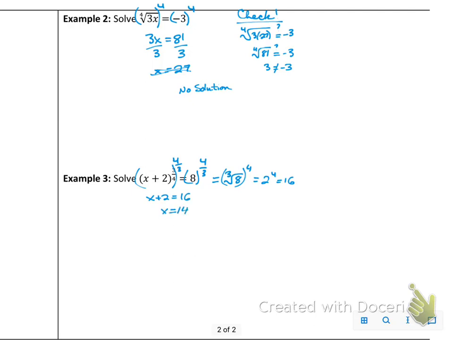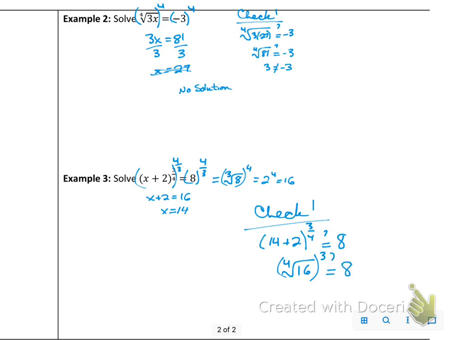Now we check it. Let's use some of the space down here. So we have 14 plus 2 raised to the 3 over 4. Does that equal 8? Well, that means we have the fourth root of 16 cubed. We still don't know if that equals 8. Well, the fourth root of 16 is 2. 2 cubed is 2, 4, 8. So that works. And that is our answer.